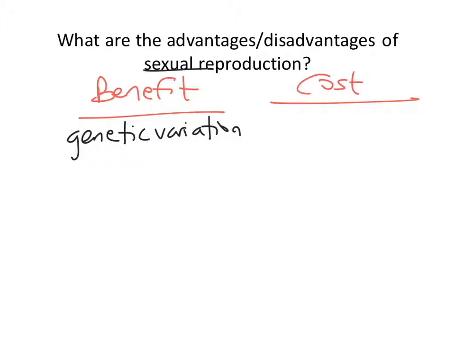Others. Costs, benefits. Cost, you have to find a mate. Something that many of us are very lucky happened. You have to find a mate. Why is that costly? Time. So you have to take time away from your studies to go to the bar.